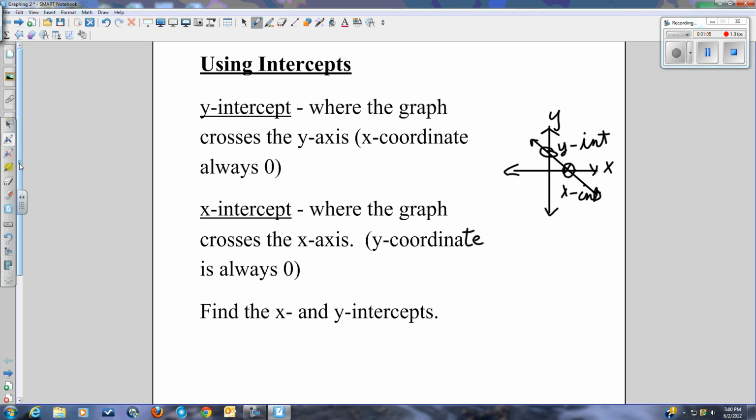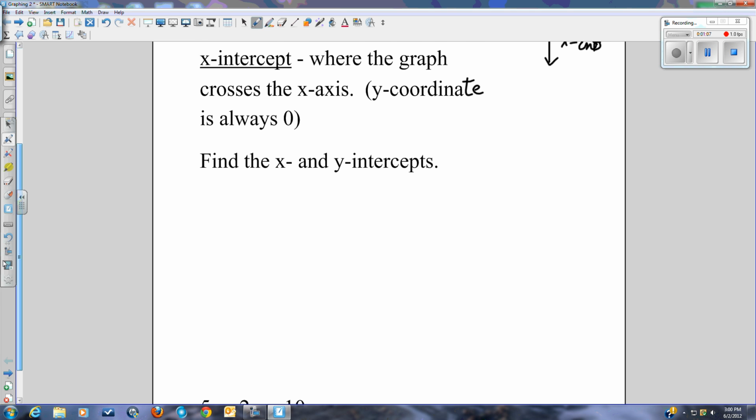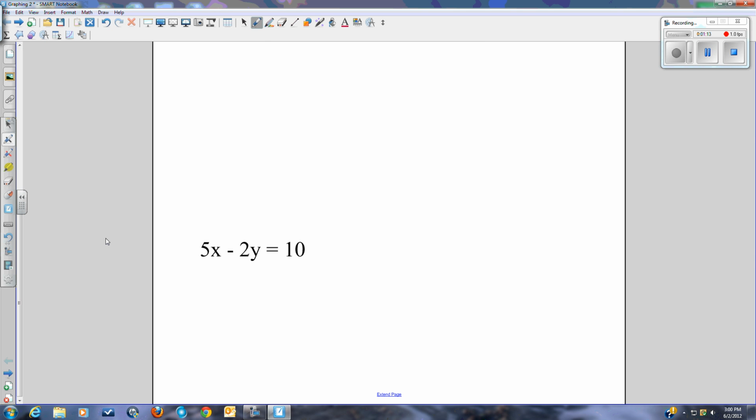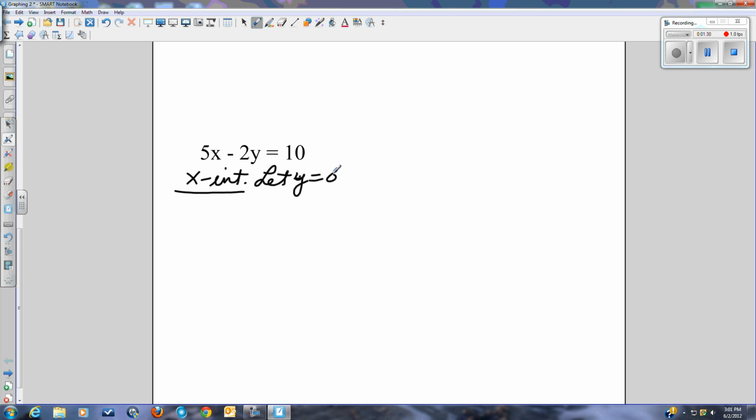Now, finding the x and y intercepts, it's actually a pretty straightforward procedure. To find the x-intercept, what we're going to do is let y equal 0. So I'm just abbreviating. So we're going to let y equal 0, and we're going to solve for x.